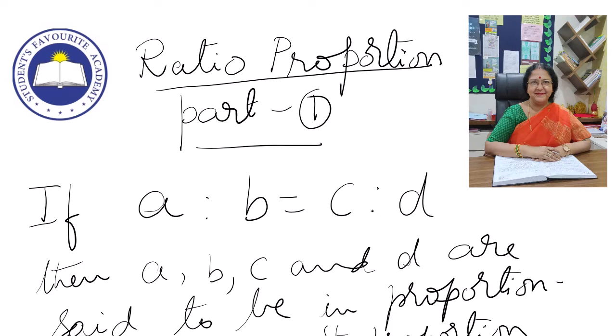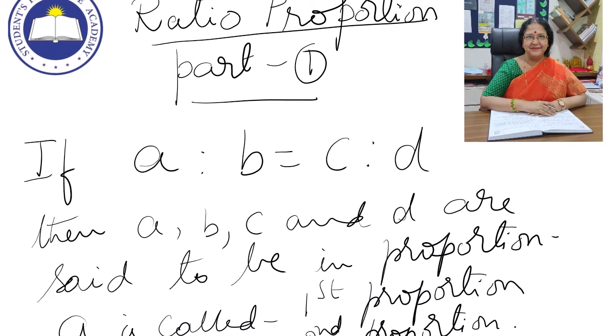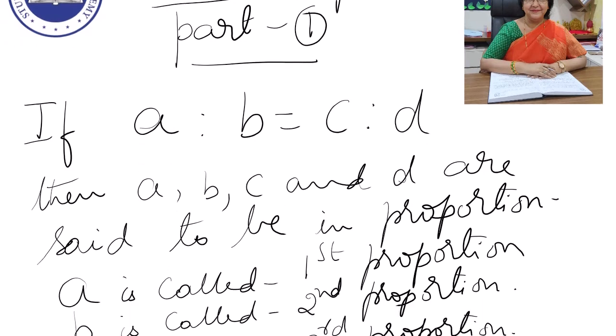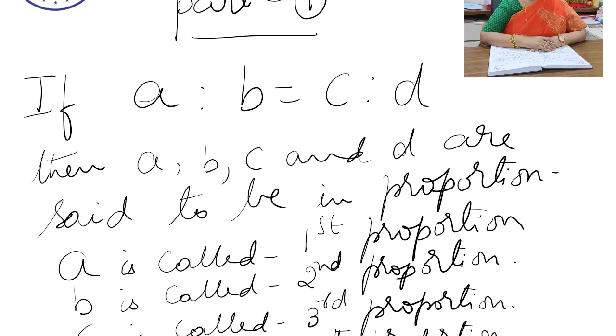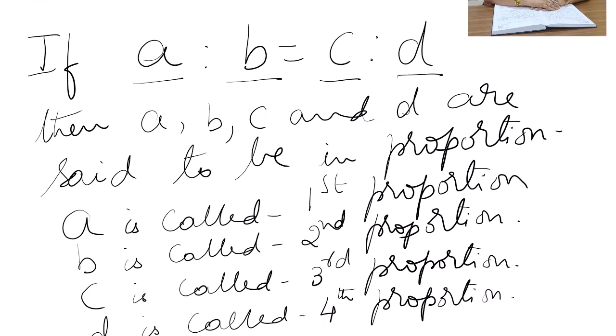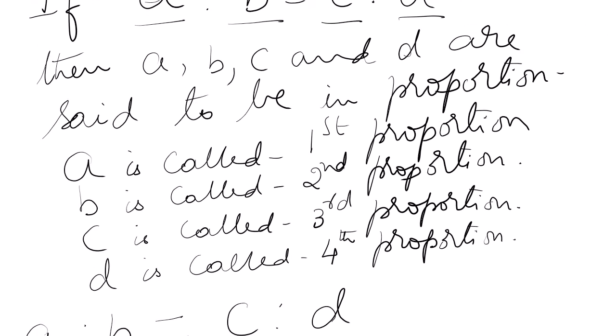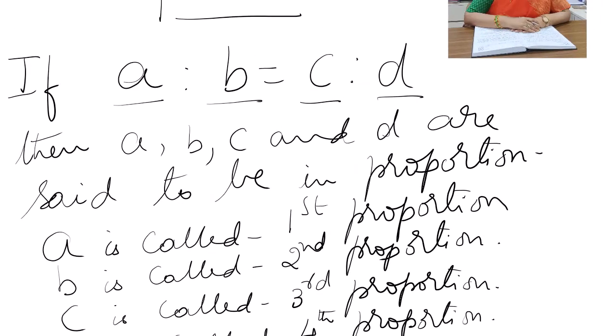So first of all, if A is to B is equal to C is to D, two ratios are equal, then A, B, C and D are said to be in proportion. Then we call that a proportion. Now, in this case, A is called first proportional, B is called second proportional, C is called third proportional, and D is called fourth proportional. But this order is very important.